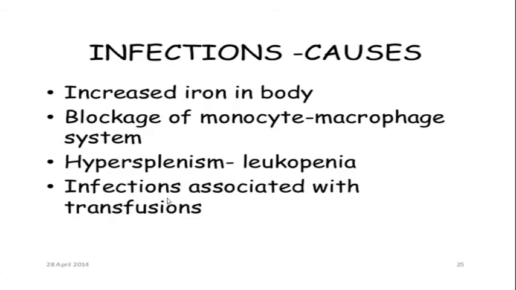Infections, because of increased iron in the body, and that leads to blockage of the monocyte and macrophage system. And the hypersplenism invariably leads to leukopenia, and so the infections associated with transfusion are also very common. So these are basically the reasons behind one patient with thalassemia having a fertile ground for infection, especially the Yersinia enterocolitis infection, which is very common in such patients.